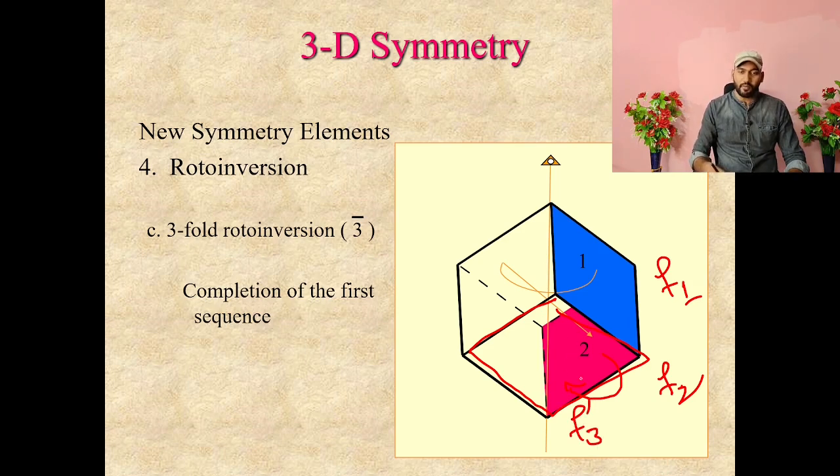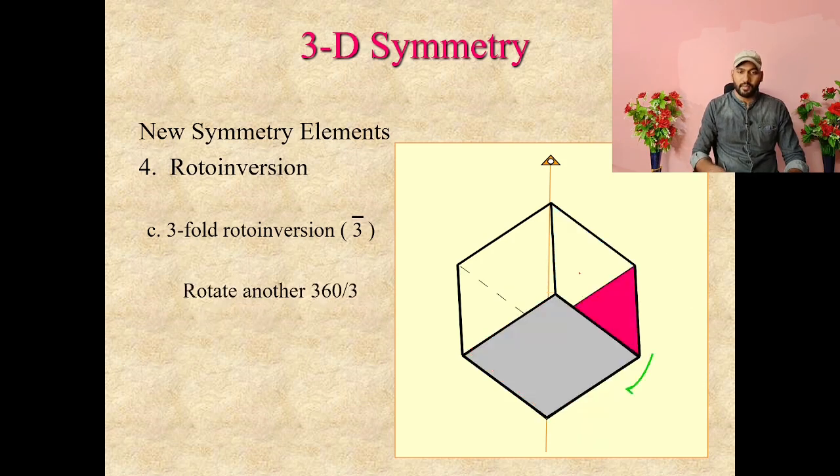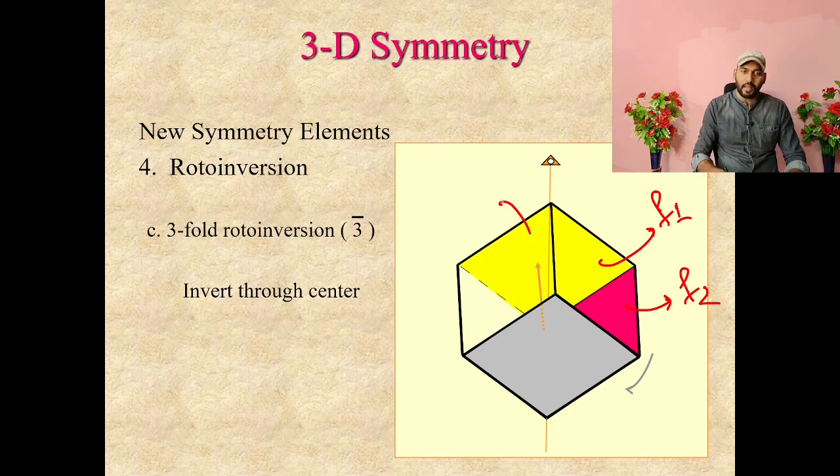Now what we have to do? We cannot take the rotation phase. This is the rotation phase F3 dash, but we cannot take it. We have to take inversion. We have to invert it, so this phase will become F3, this yellow one. So this phase is F1, this pink one F2, and this yellow one F3, the third phase.